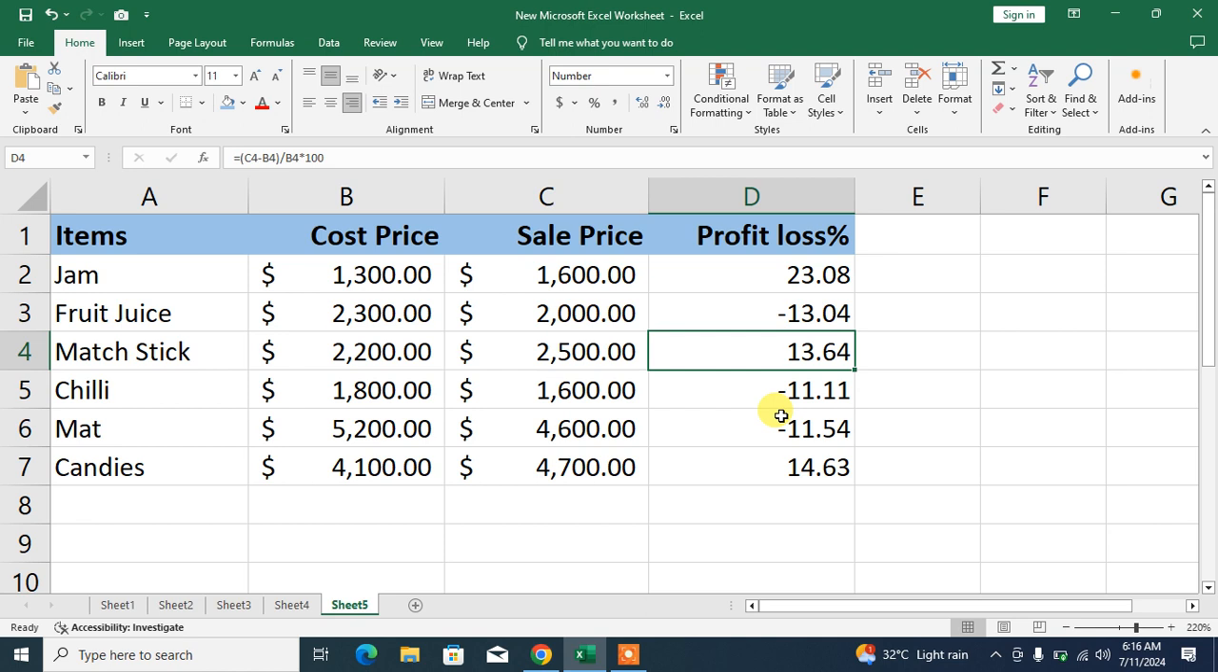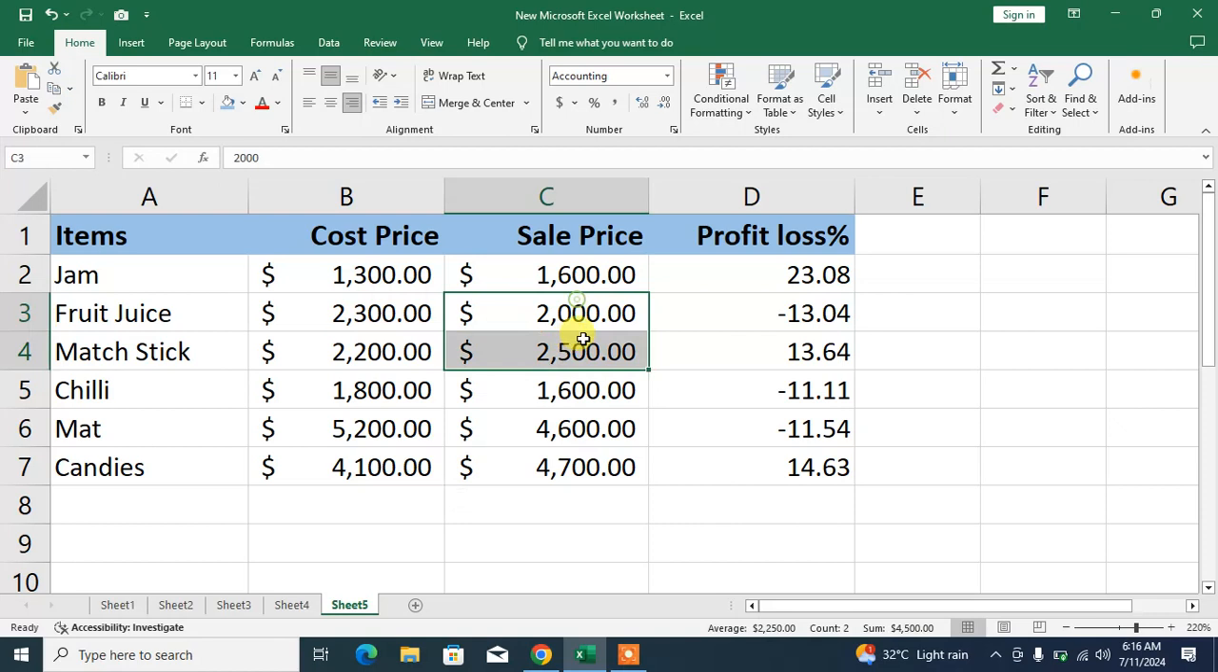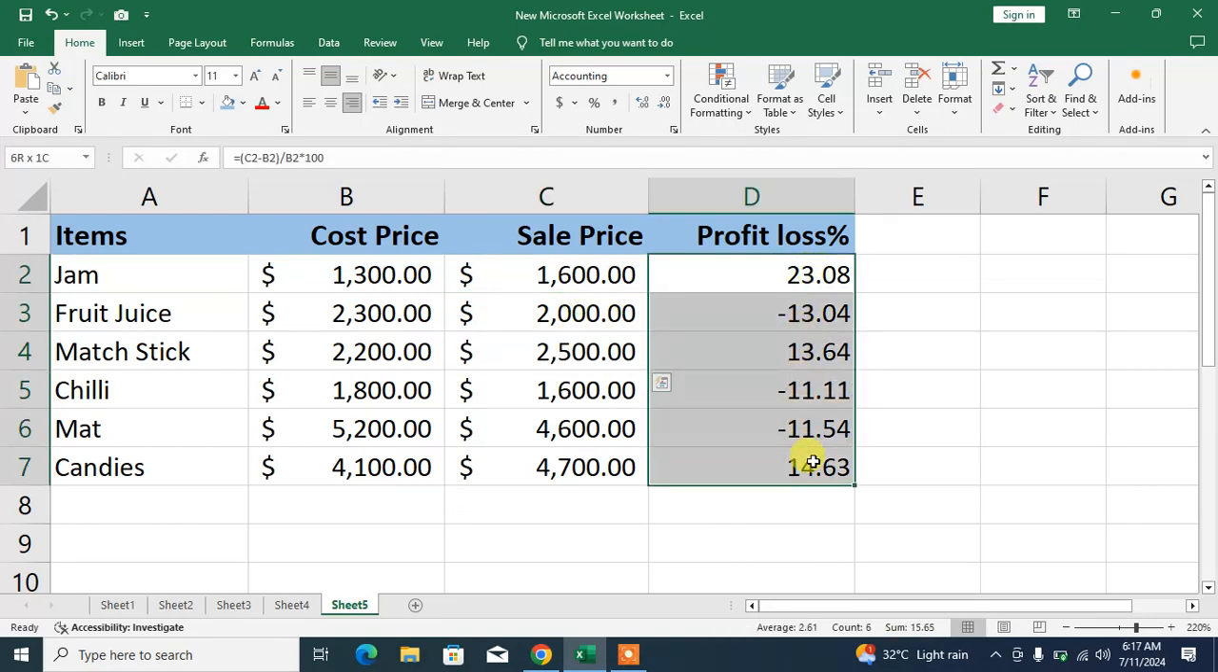In this very short video tutorial, you are going to learn how to calculate profit loss percentage in Microsoft Excel, or the formula to calculate profit loss percentage in Microsoft Excel. Friends, you can see a sample sheet on your screen which shows you the profit loss percentage. The sheet consists of some items, their cost price, their sale price, and their profit loss percent. So let's learn what's the formula.